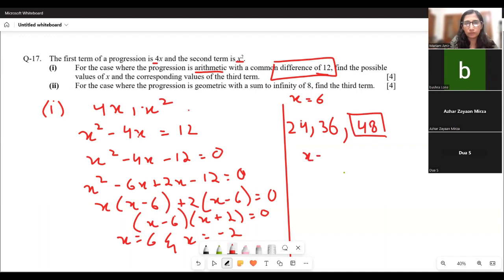And when x is equal to minus 2, then 4 times minus 2 is minus 8. Then minus 2 whole square is 4. And the next term is going to be plus 12, so 16. So answers of part 1 are 48 and 16.